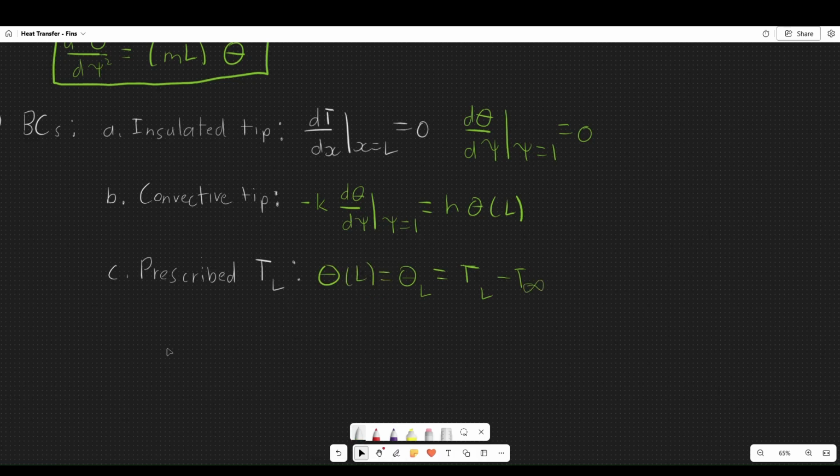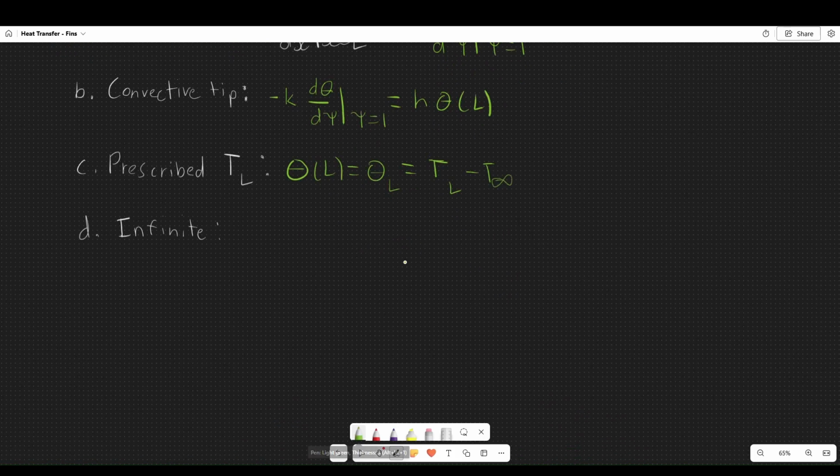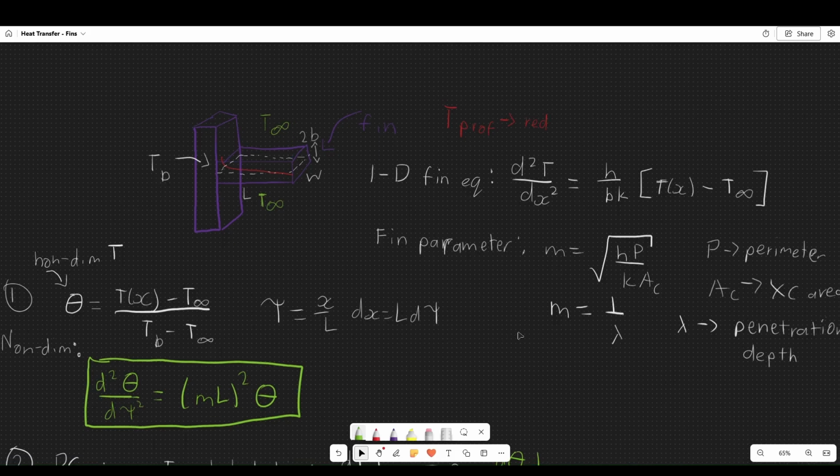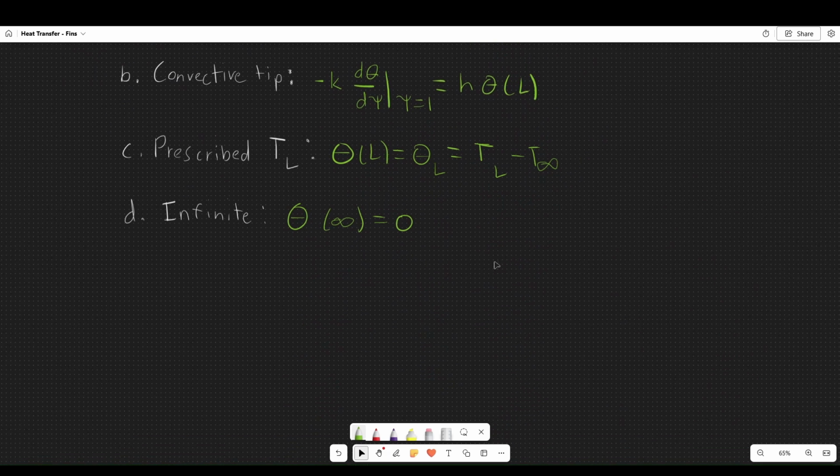And then the final one, which is the most unrealistic but sometimes used, is an infinite fin. So assume the fin is infinitely long. What that does is it forces the temperature at the end to be 0. Because the fin is so long, if I look back at this temperature profile, you can see that this red line would go all the way to the bottom, and there would basically be a point where we have no more heat transfer because it's in equilibrium with the outside T infinity temperature.